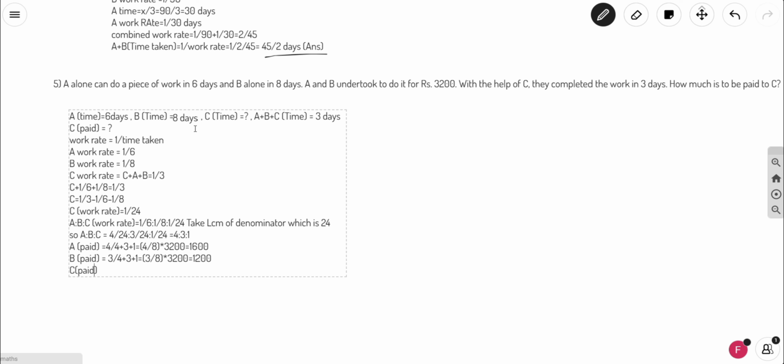C's pay: there is 4 is to 3 is to 1, so we take 1. C's pay is 1 upon 4 plus 3 plus 1, which is 8. So 1 upon 8 into 3,200, which is rupees 400. So the answer is 400.